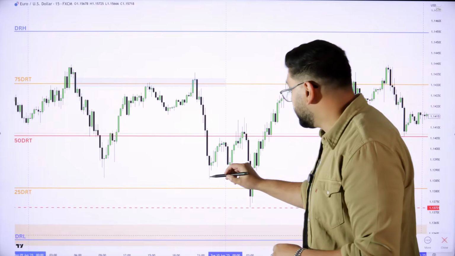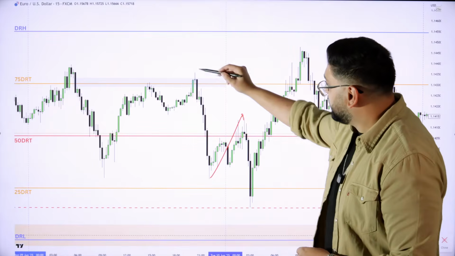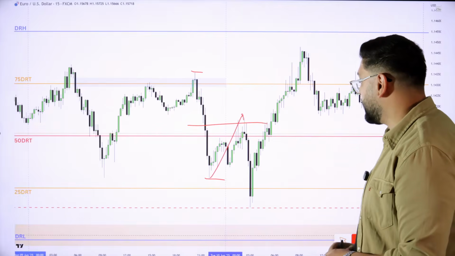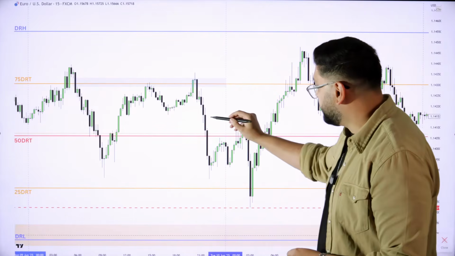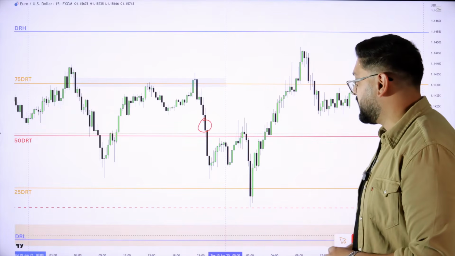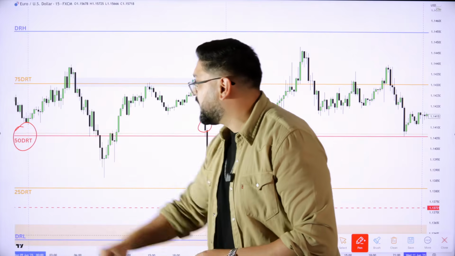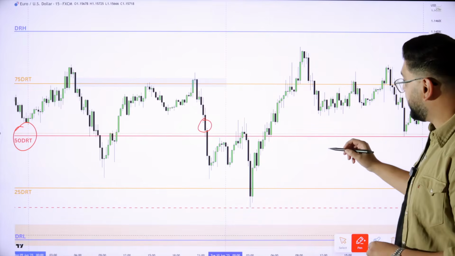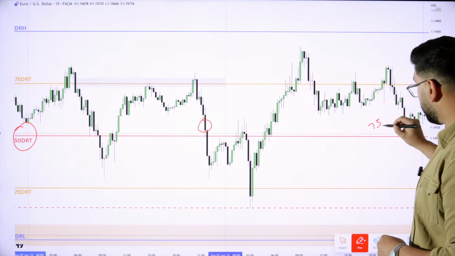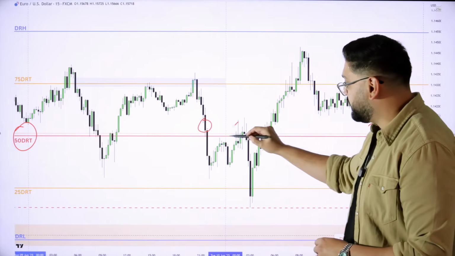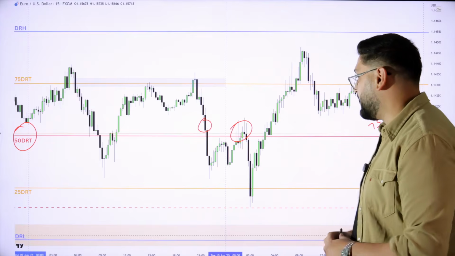Then the market runs higher. Eyeball that high and that low. We're around equilibrium there. And inside of that level, we have this fair value gap. Also note the 50 DRT level here and the higher time frame 75 DRT level, which is this fainter orange line. So we've got a whole lot of resistance at that area.